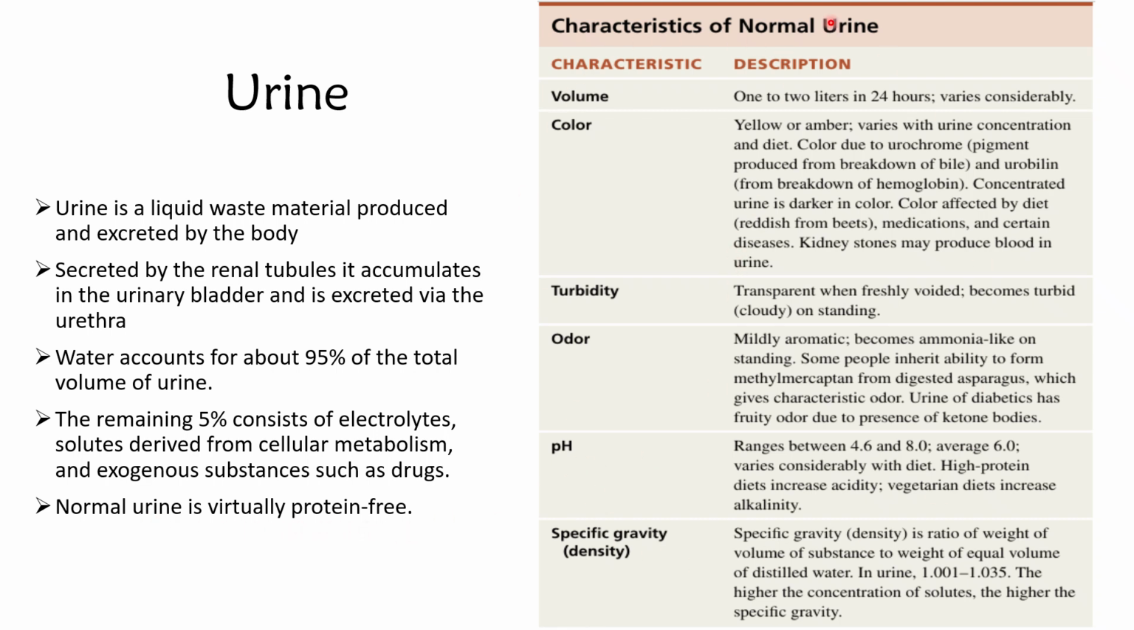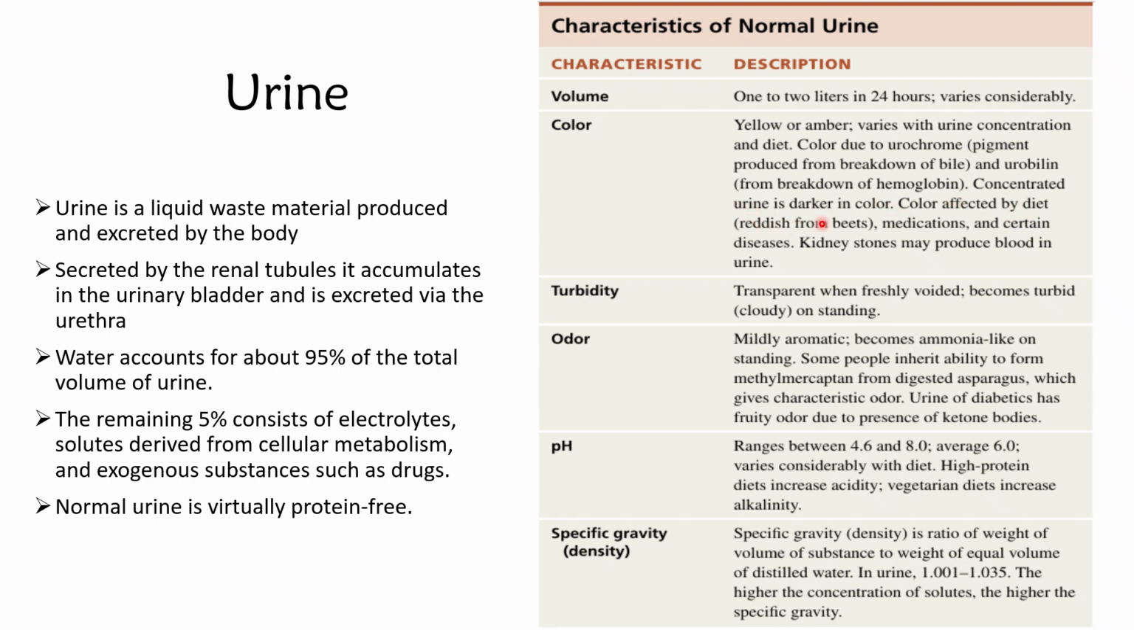So here you can see the characteristics of normal urine. Volume is 1 to 2 liters in 24 hours. It can vary considerably. Then regarding the color, usually yellow or amber, it varies with urine concentration and diet. The color of the urine is mainly due to the urochrome. Urochrome is a pigment produced from breakdown of bile, and urobilin from the breakdown of hemoglobin.